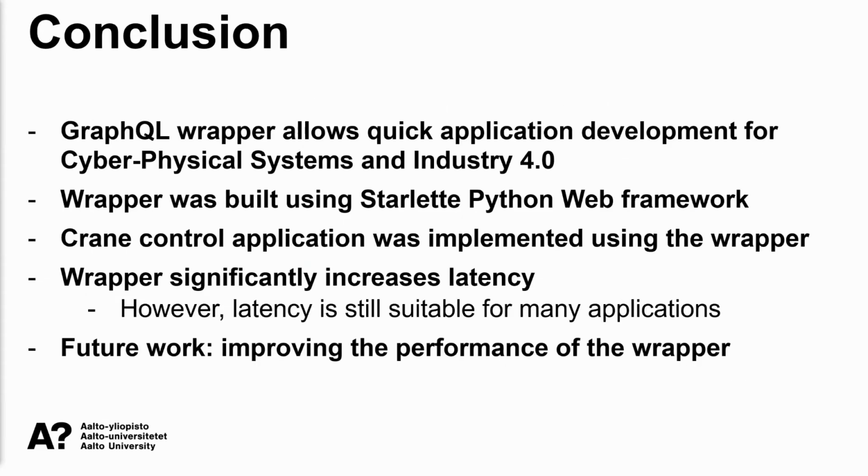As a conclusion, the GraphQL wrapper allows quick application development for cyber-physical systems and Industry 4.0. It bridges the gap between web technologies and industrial applications. The wrapper was built using the Starlette Python web framework and the Uvicorn server. Its use was demonstrated with a crane control application, which also allowed monitoring the status of the crane. The measurements show that the wrapper significantly increases latency compared to direct requests to the OPC UA server. However, latency is still suitable for many applications.